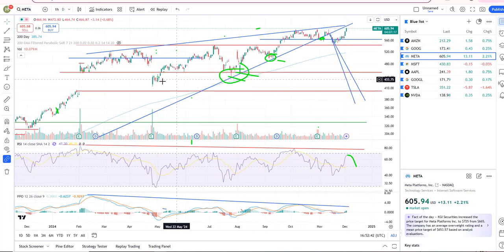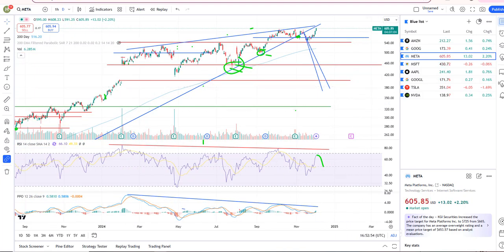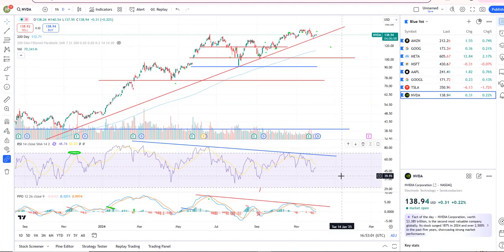No guarantees it plays out, but this is what the technicals are saying right now. This is the pattern. So until that technical pattern changes, it's a favorable short trade with a really good risk reward ratio.